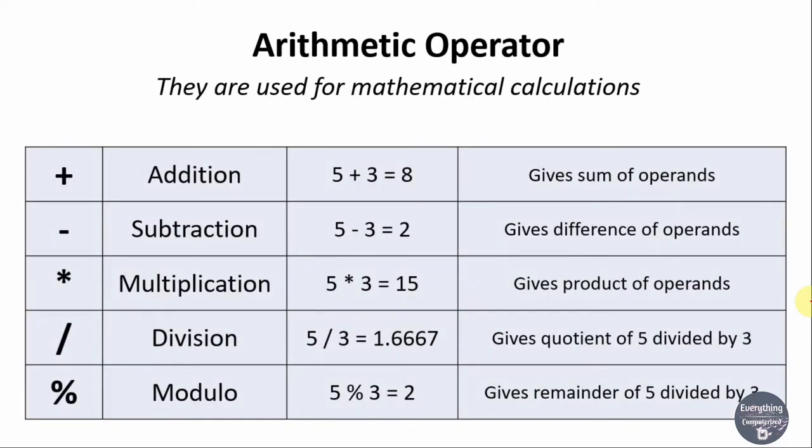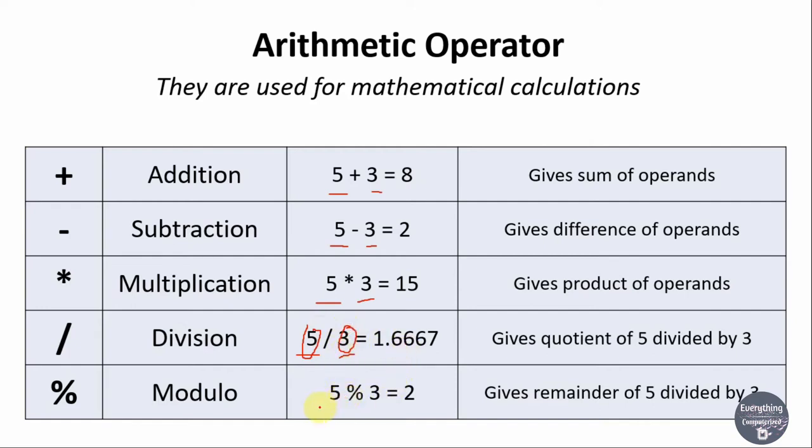The first one is the addition operator. It gives the sum of the operands. The subtraction operator gives the difference of its operands. The multiplication operator gives the product of its operands. The division operator gives the quotient of the expression. So the first operand divided by the second operand is the answer given by this division operator.